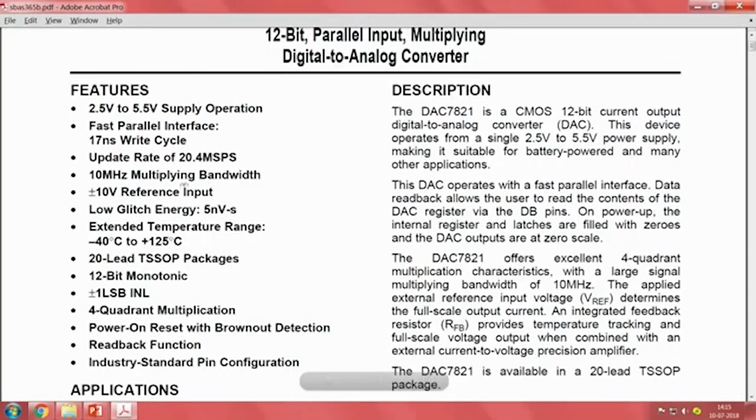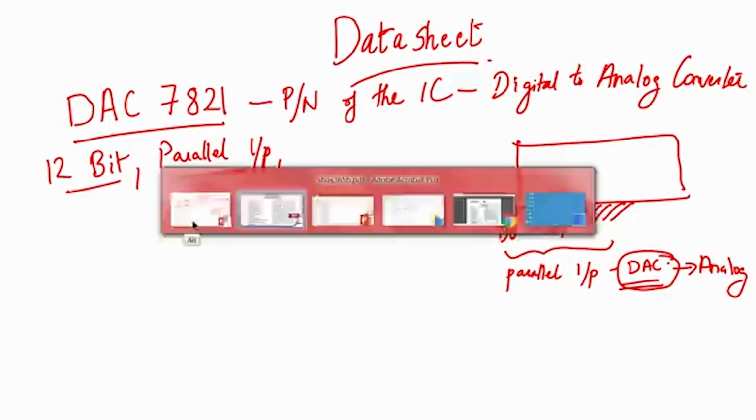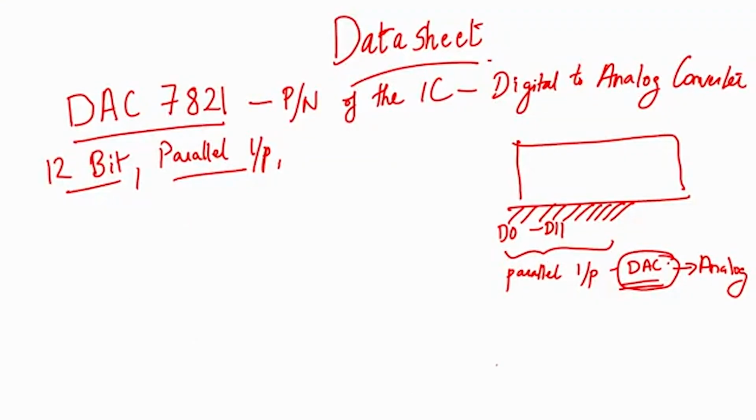So, that is 10 megahertz multiplying bandwidth, then plus or minus 10 volt reference input, okay. So, this is the reference input, and this is what it means. Plus or minus 10 volt would be the values of your ranges, like 0 volt to 10 volt, or it can even be minus 10 volt to 10 volt. Because this is a 12 bit DAC, okay, this is a 12 bit DAC, right.